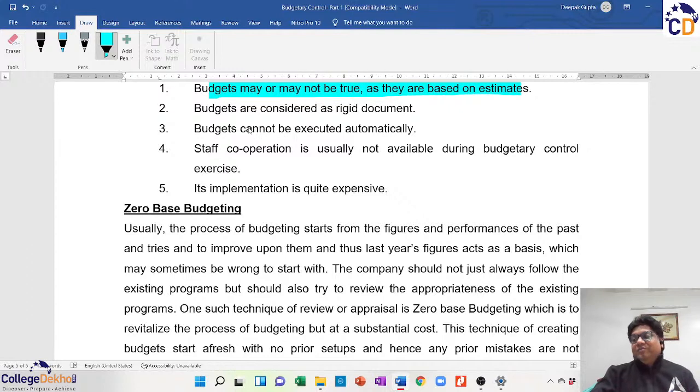Secondly, when we make fixed budgets, then they are rigid, so they are useless. Until and unless they are flexible, budgets normally are useless.